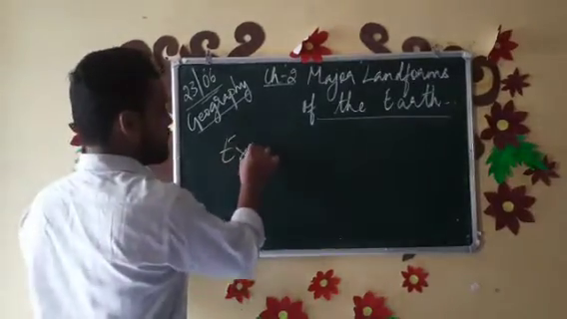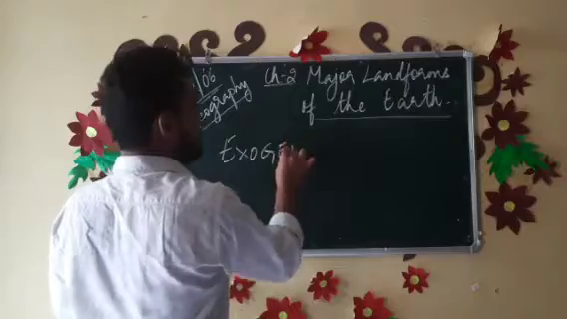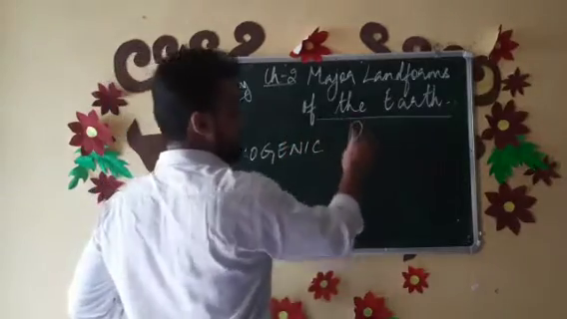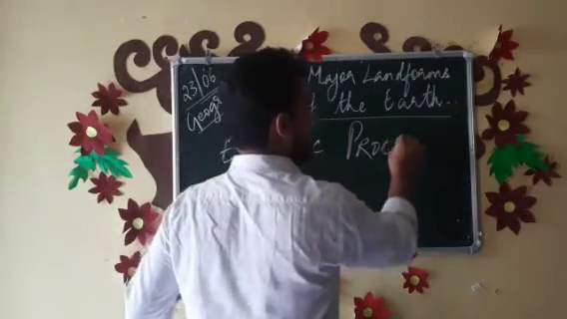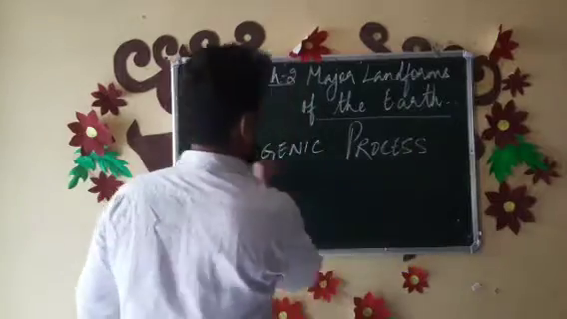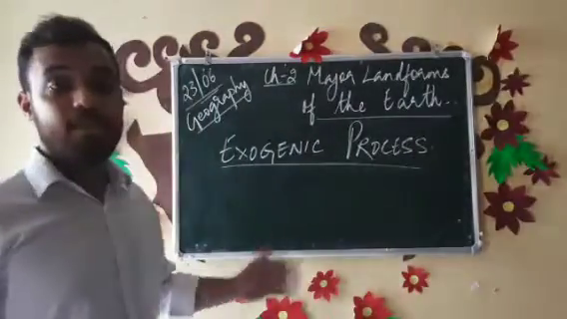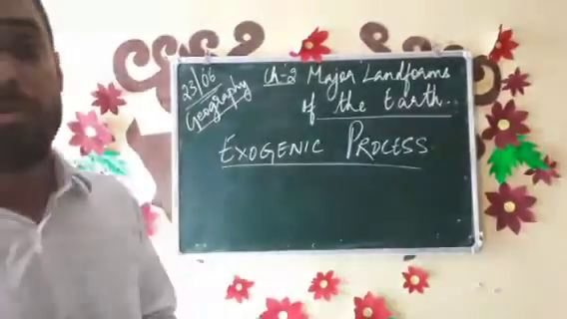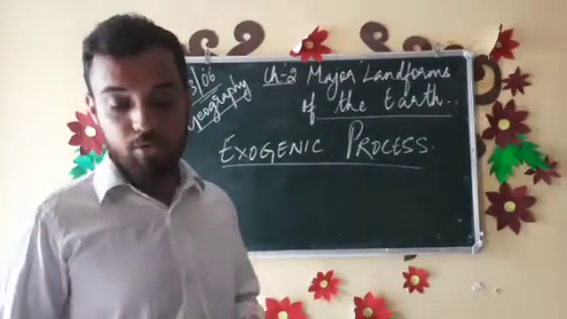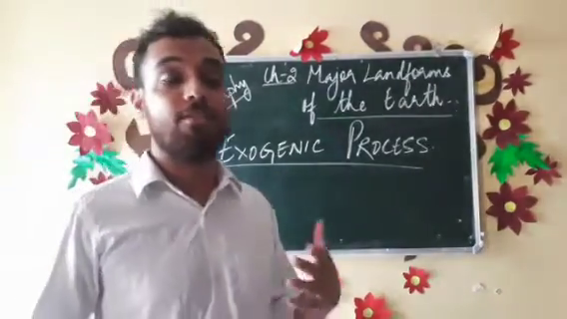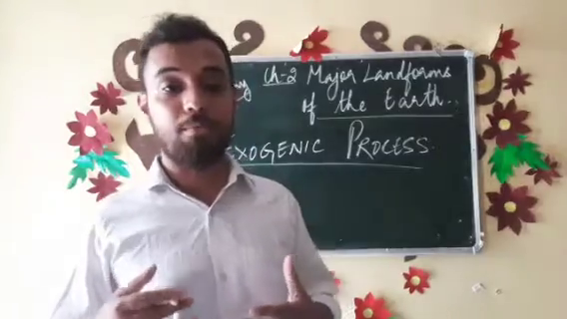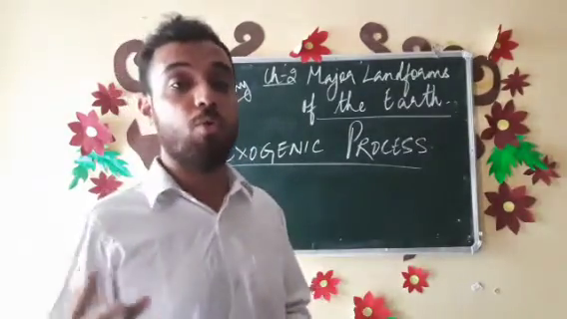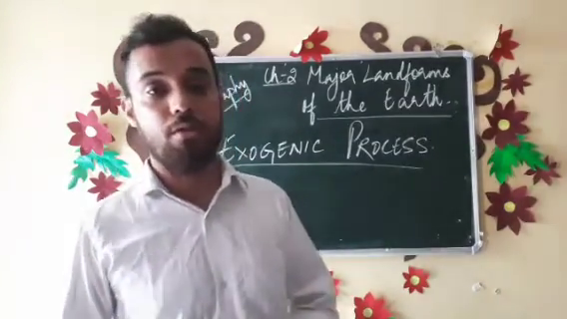Exogenic process. Now, what is exogenic process? According to the book, exogenic processes are also called external processes. External means those things that happen outside the core, meaning on the surface of the earth.